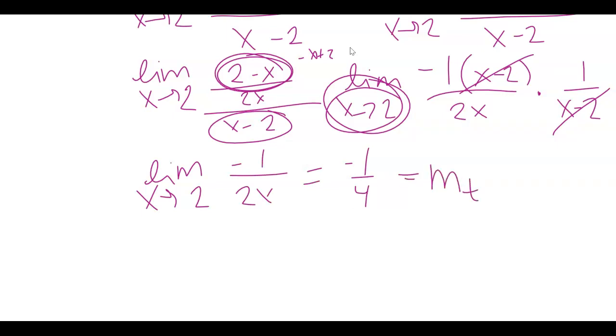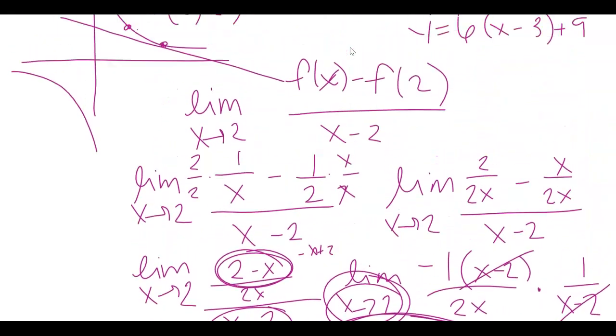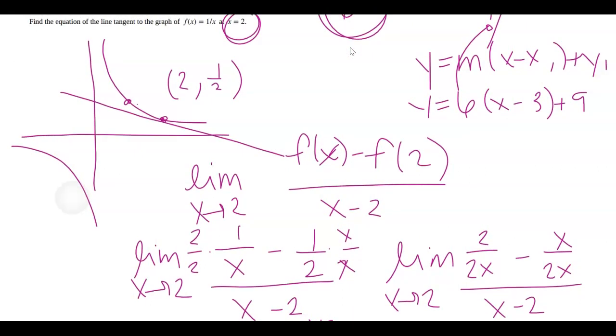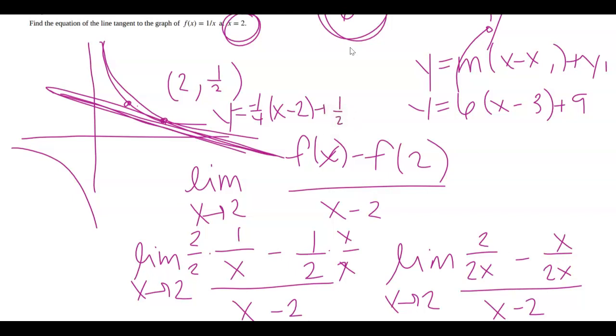Now remember, that's the slope of my tangent line. That's the same thing as saying f prime of 2. That slope is negative 1/4. So let's go plug that in to our line up here. Now, it also makes sense that my slope is negative because my graph is decreasing. So it makes sense that a tangent line like that has a negative slope, right? So it makes sense when I'm plugging this in that that's going to be the equation of my line.